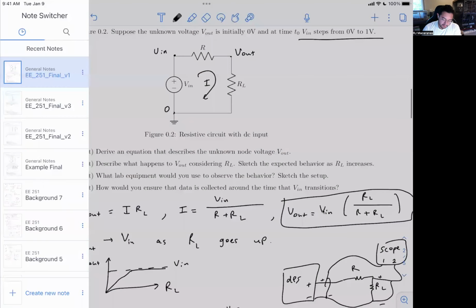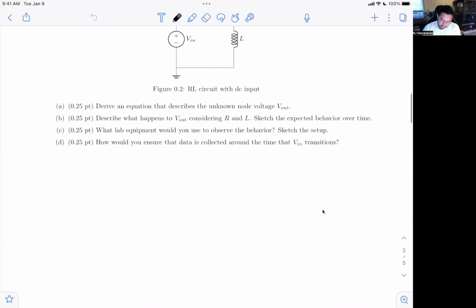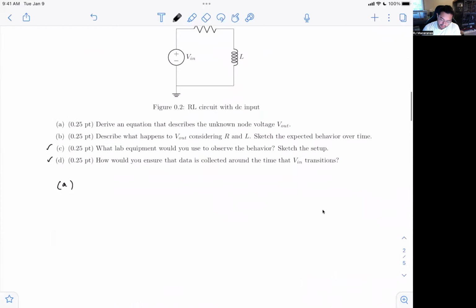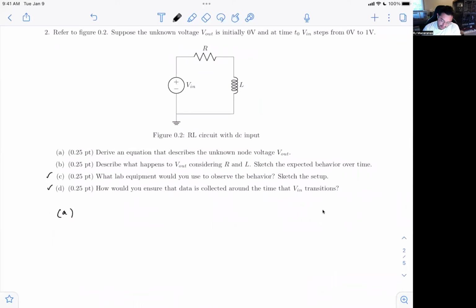So if we take a look at version 2 real quick, C and D are pretty similar. Let's just go through A. We're looking at an equation that describes this unknown node voltage Vout. So we have Vout is this top right. It's the only unknown again. Vin here. Got some current going through that resistor. We've got some current going through that inductor.